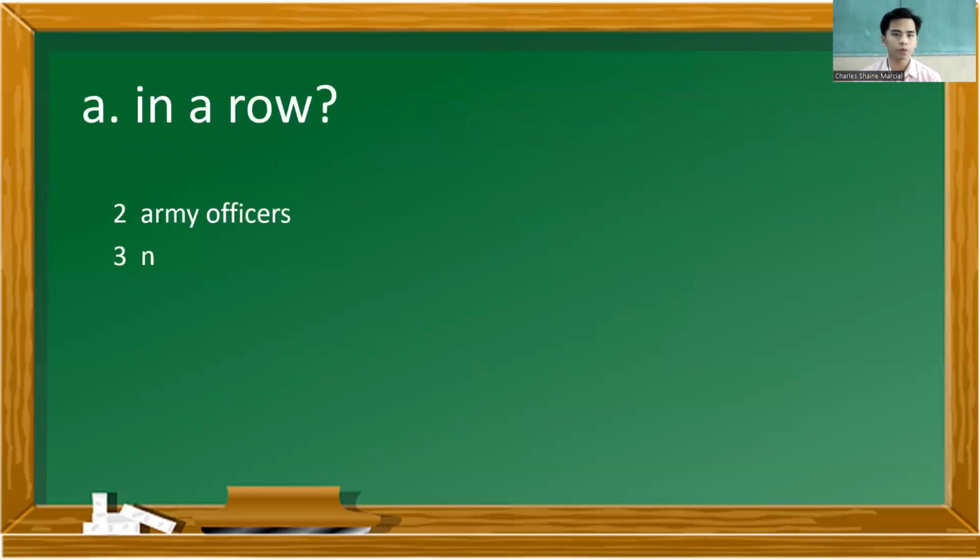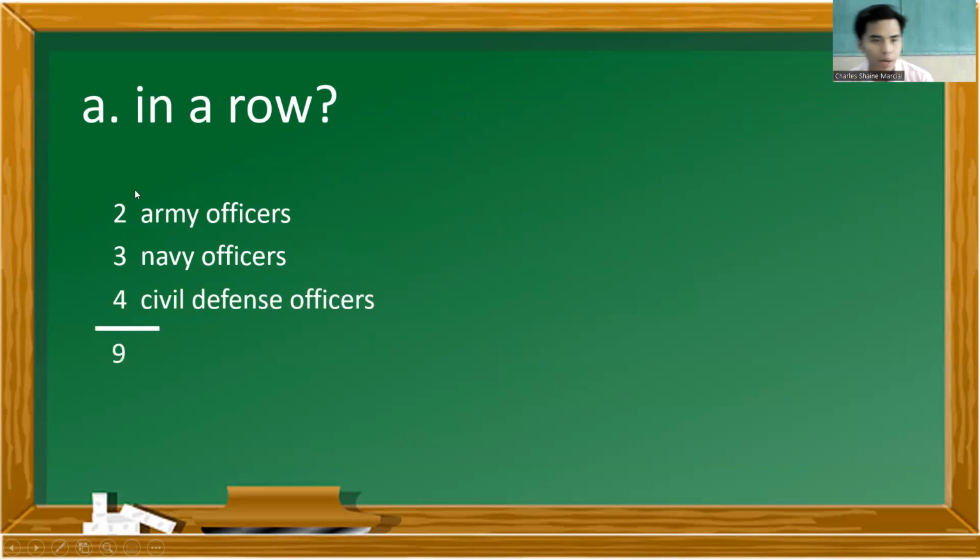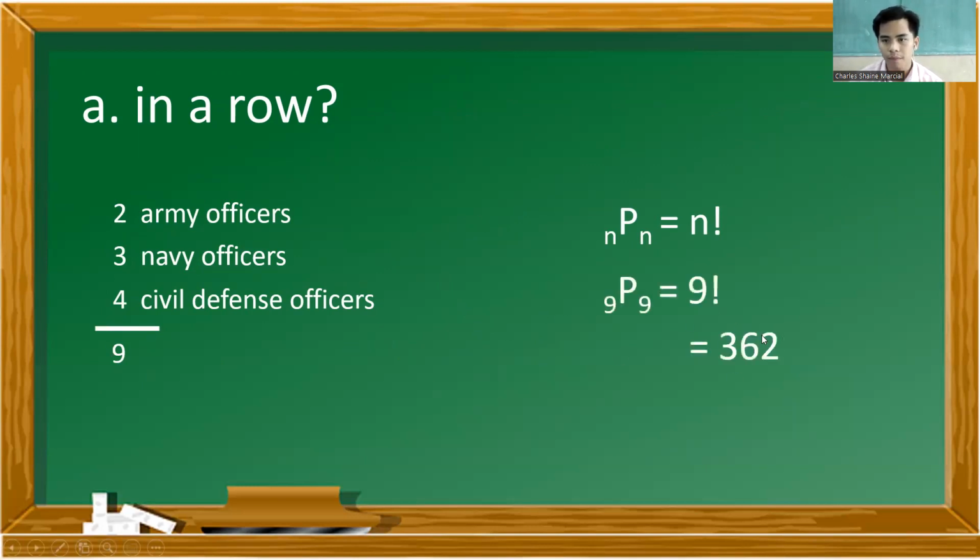So for the formula, we have 2 army officers, 3 navy officers, and 4 civil defense officers. So kapag in-add natin sila, we have 9 officers. So we will use the formula nPn is equal to n factorial, and then we will just multiply 9 factorial. Okay, and 9 factorial is equal to 362,880. Okay, so we have 362,880 positions in a row.